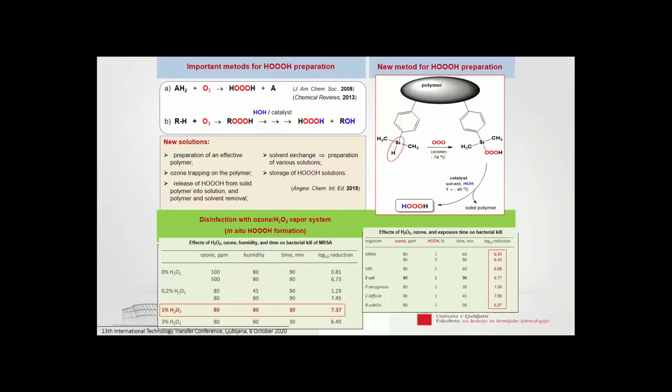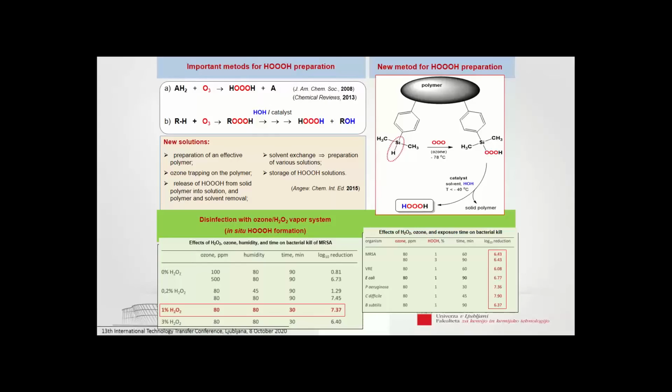Further, we go on and test possible applications of hydrogen trioxide chemistry. Namely, recently, in situ generated hydrogen trioxide from an ozone hydrogen peroxide vapor system, which is also named the peroxone system, has been tested as part of an advanced oxidative process, providing rapid and effective disinfection of healthcare surfaces and spaces containing bacterial pathogens.